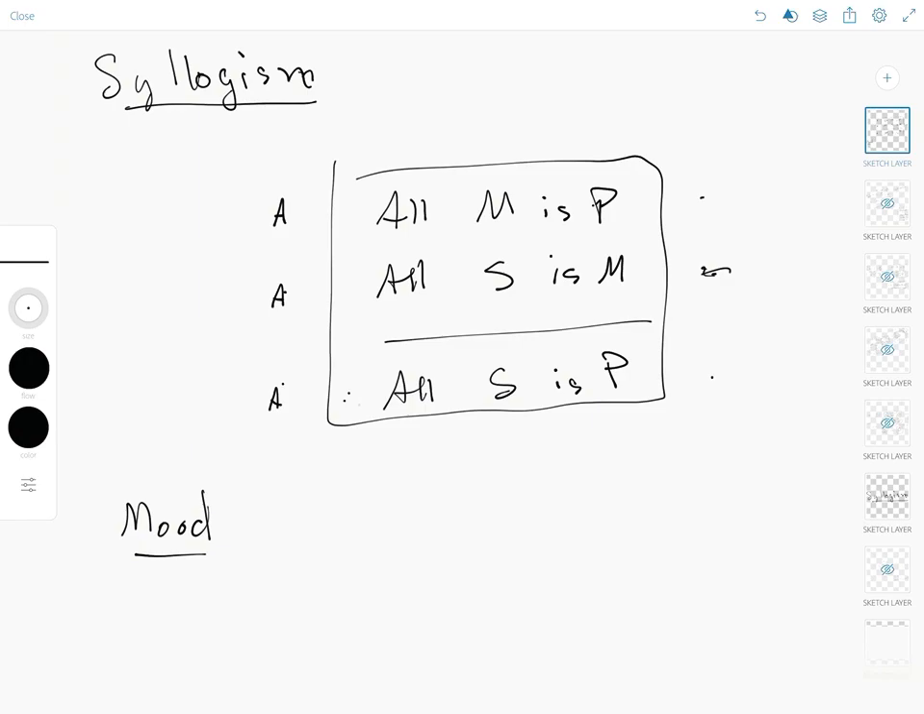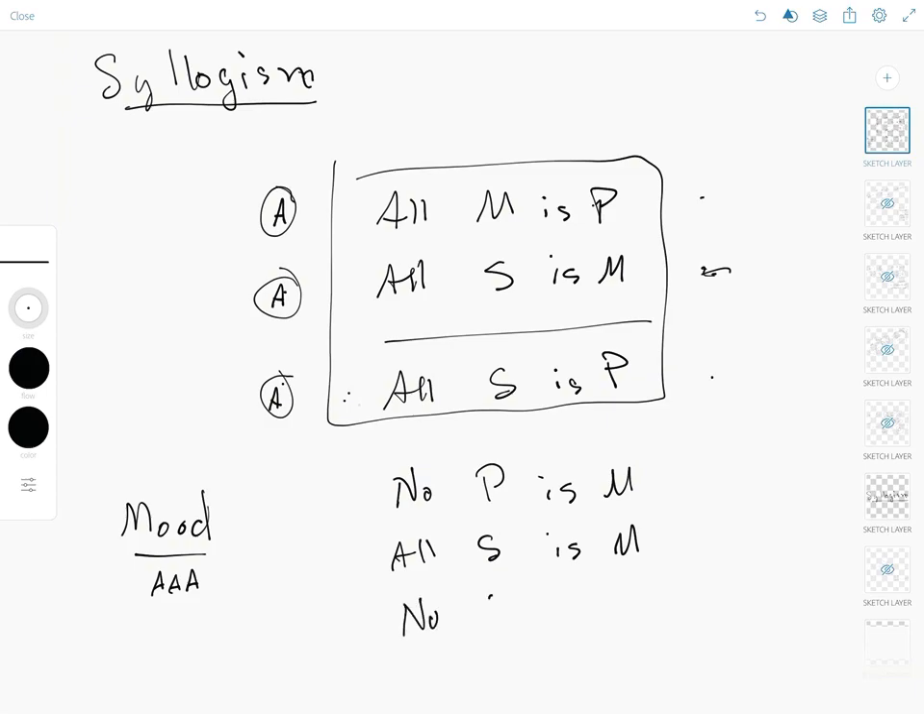So we give the mood in standard form order. Major premise, minor premise, conclusion. So the mood is given as 3 vowels, A, A, A. Doesn't have to be like that. Consider changing these categorical propositions to this. No P is M. All S is M. Therefore, no S is P.